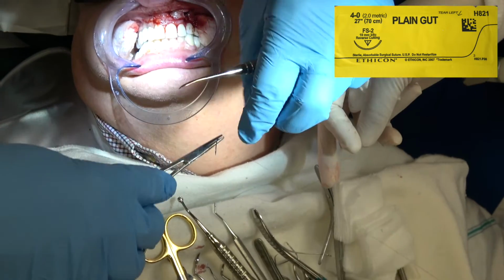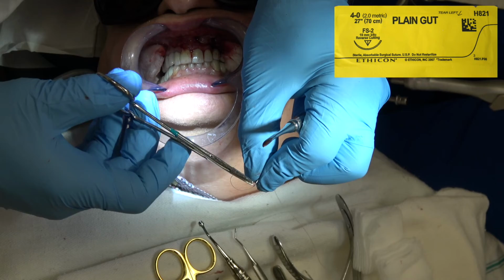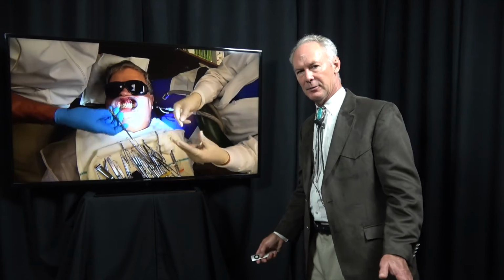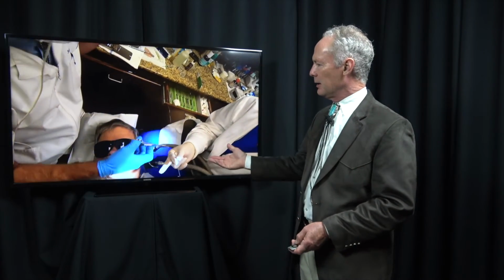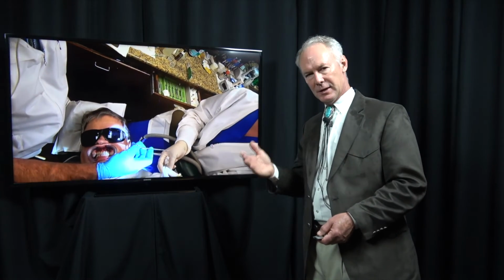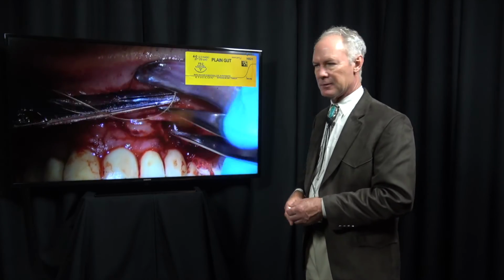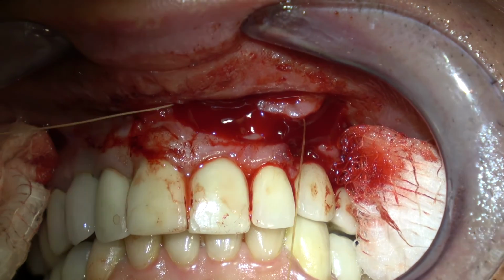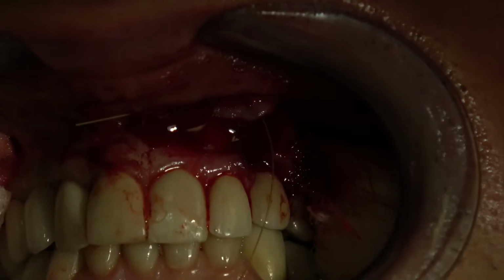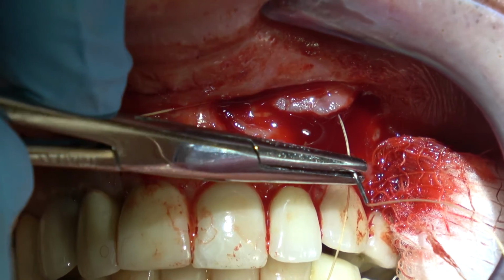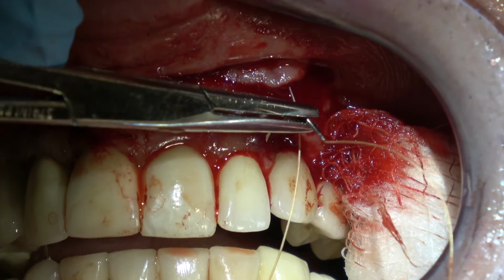4-0 plain gut suture is sufficient for this. We don't need chromic gut. As you remember, plain gut resorbs in 4 to 7 days. Chromic gut resorbs in about 2 weeks, so we don't need 2 weeks. Like I said, this will probably end up having some recession where the fistula blew through the sulcus.